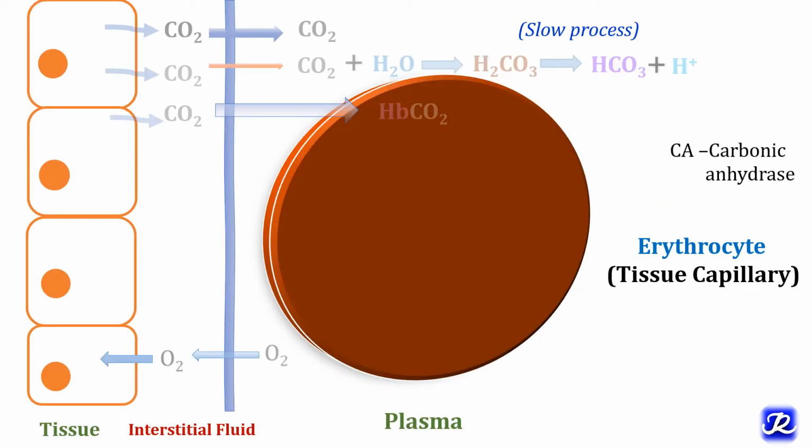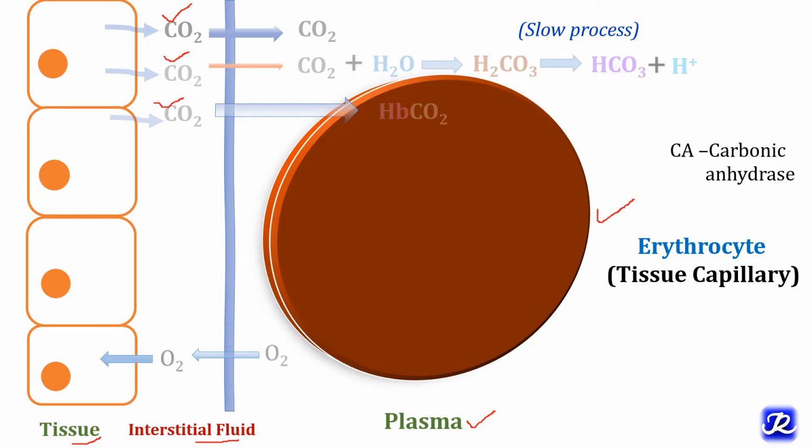Now let's see how the transport of carbon dioxide from peripheral tissues to lung occurs in the body. This is a peripheral tissue. This is interstitial fluid. This is red blood cell present in the tissue capillary, and this is a plasma surrounding the red blood cells. 5 to 7% of carbon dioxide which is formed in peripheral cells during metabolism is directly dissolved in plasma. Very small amount of carbon dioxide combines with water to form carbonic acid, and it is dissociated to form bicarbonate and hydrogen ions, but it is a very slow process.